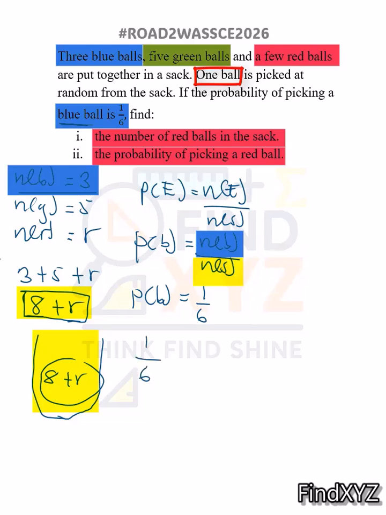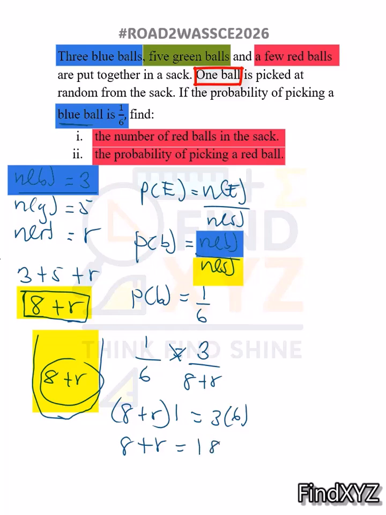So we can say 1 out of 6, which represents the probability of picking a blue ball, is equal to the number of blue, which is 3, out of the balls in the sack. And what is the total number of balls in the sack? That is 8 plus R. Then what can we do? We can cross multiply and say that 8 plus R multiplying 1 is equal to 3 multiplying 6. 1 times anything gives us that same thing. So we have 8 plus R is equal to 3 times 6. That will give us 18.